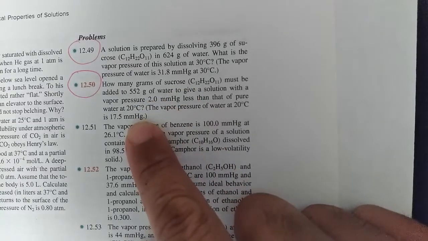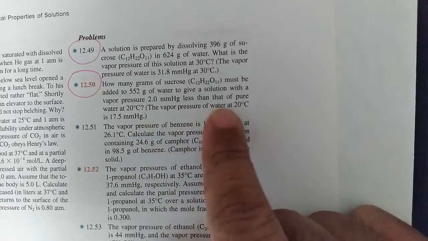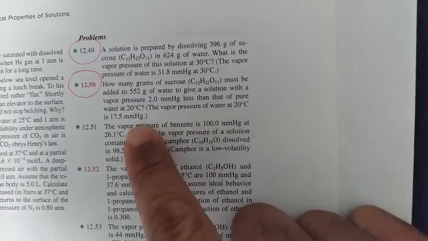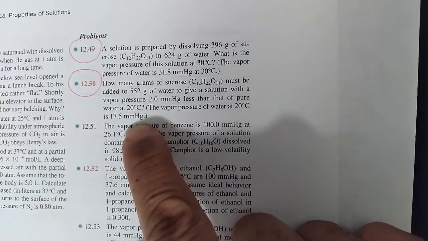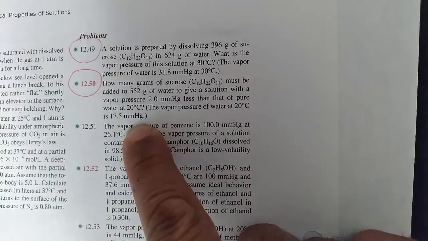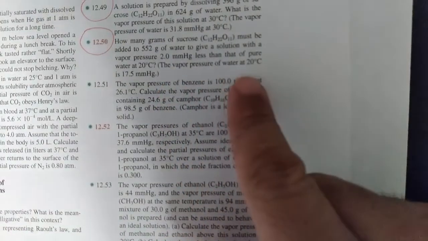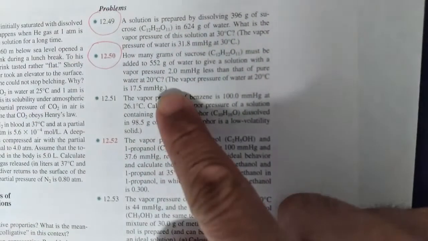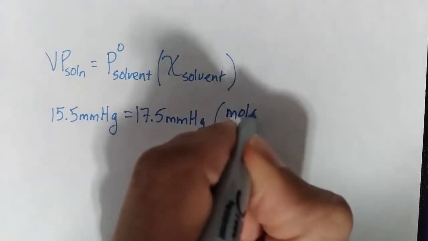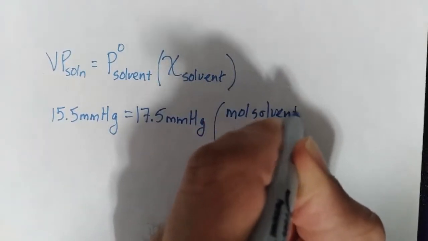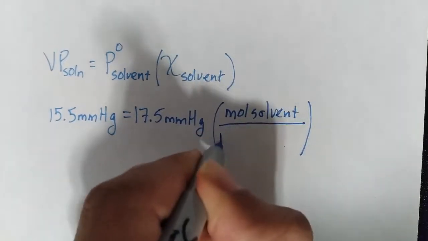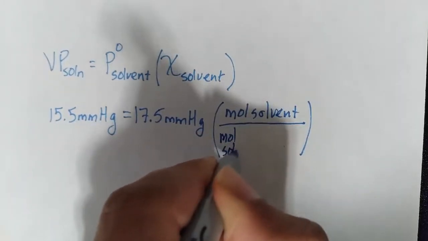We want a vapor pressure 2 millimeters less than the vapor pressure of water alone. So we're looking for a vapor pressure of 15.5 millimeters of mercury. They tell us the pressure of water at 20 degrees by itself is 17.5 millimeters of mercury. The mole fraction is moles of solvent divided by moles of solute plus solvent.